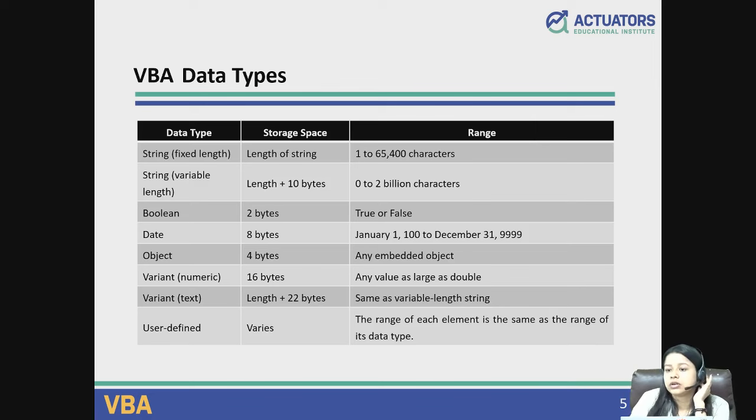Then we have boolean. Sometimes you just have 2 outputs, true, false, 0, 1. In that case, we use boolean. Then we have date. Then we have object. If you have any variable which will contain some other variable or some other object in it, worksheet, workbook, these are objects, okay? Then we have the variant. We have text. We have user-defined data types that we'll see later on.